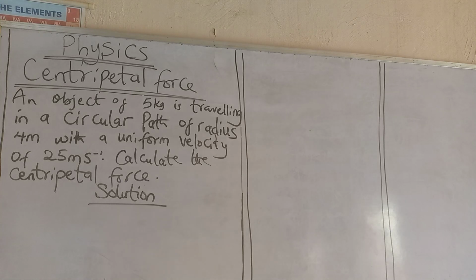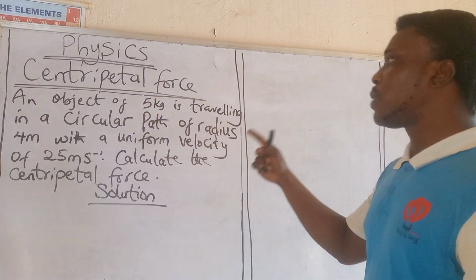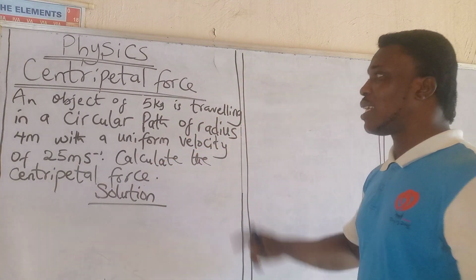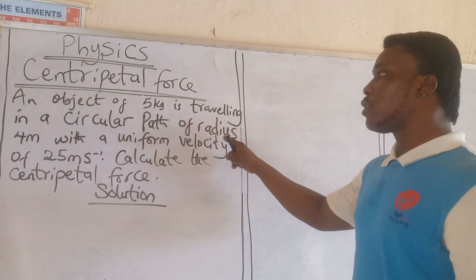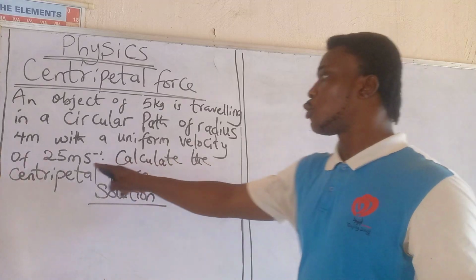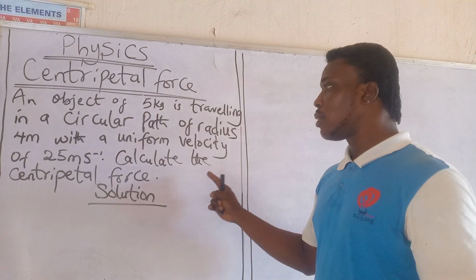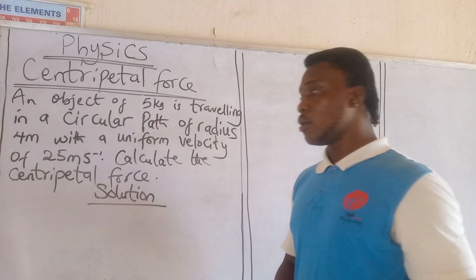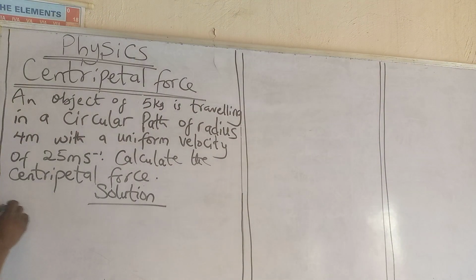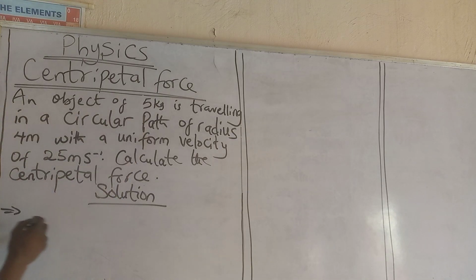Let's look at this very important physics question for physics candidates. It says that an object of 5 kilograms is traveling in a circular path of radius 4 meters with a uniform velocity of 25 meters per second. Calculate the centripetal force. Data given is, of course, we know, an object of 5 kilograms.